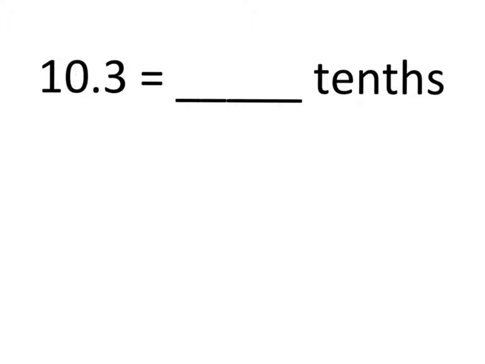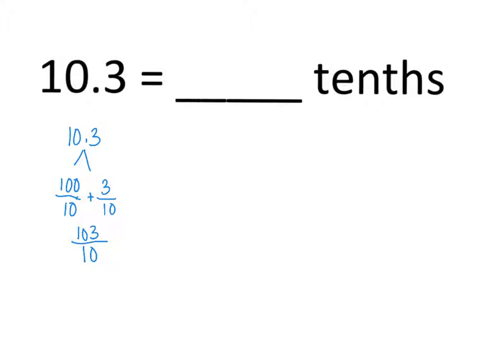All right, so now we have 10.3 is equal to how many tenths? If we decompose 10 and 3 tenths, if we multiply 10 times 10, we would have 100 over 10, and then plus the 3 in the tenths place, this would equal 103 tenths. All right, and that can be kind of confusing.